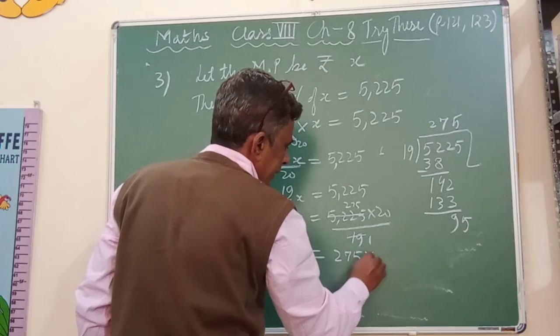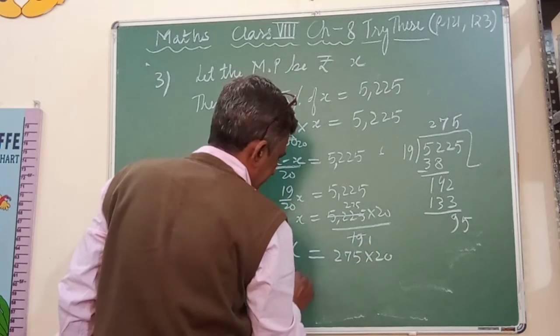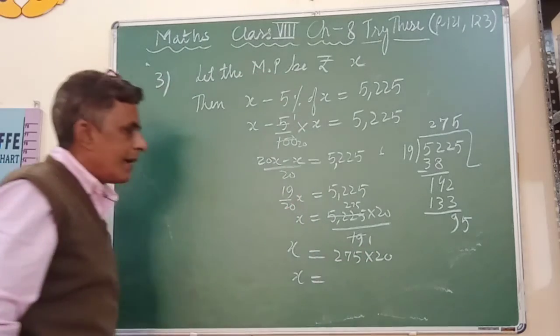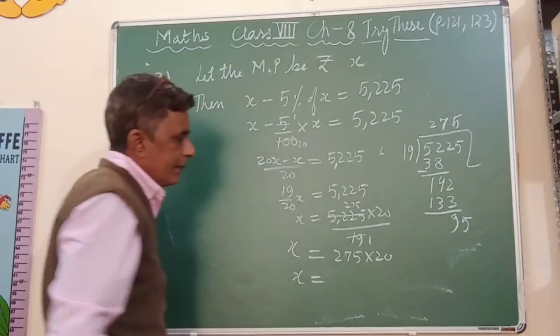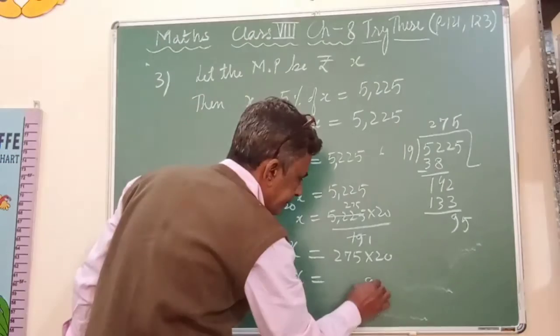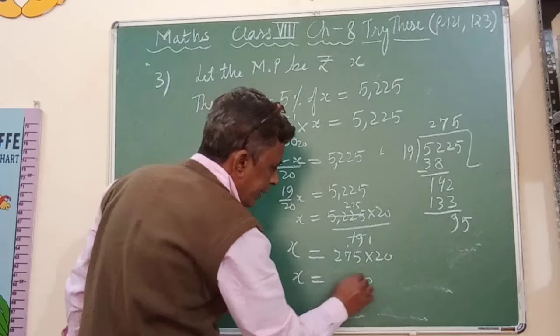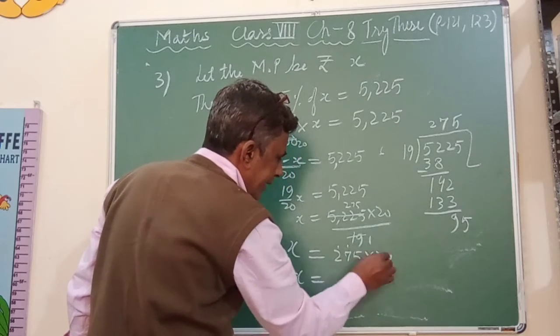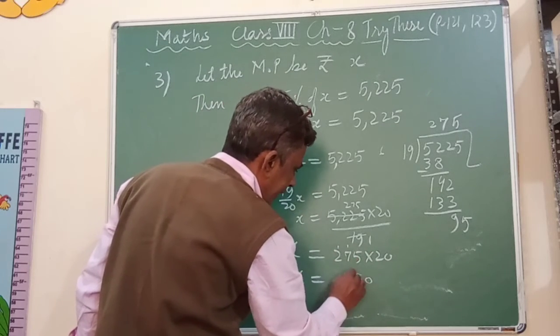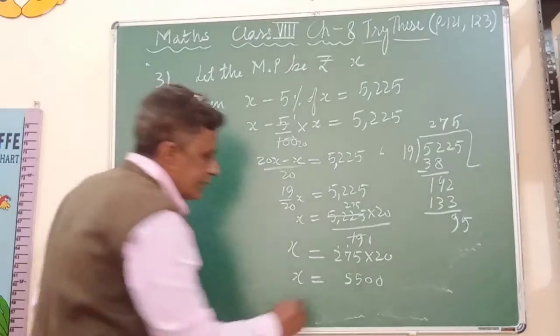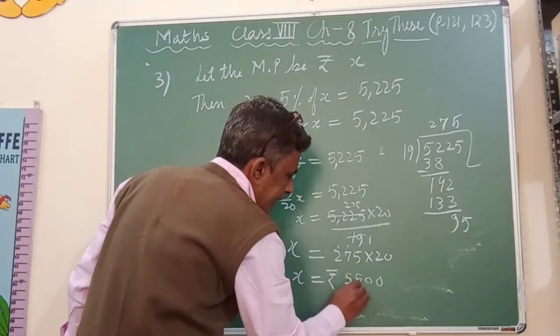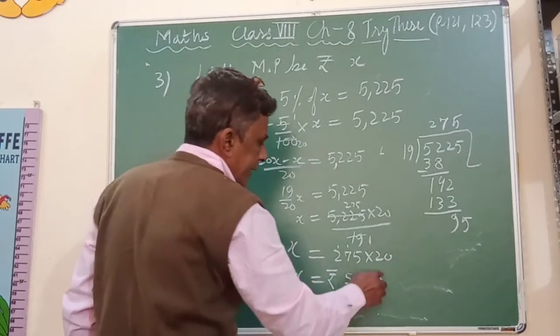275 into 20. X is equal to, multiplying a number with 2 is quite easy. First we will multiply by 2. 5 twos are 10, 1 is carried. 7 twos are 14 and 1 is 15, 1 is carried. 2 twos are 4 and 1 is 5, and we will place a 0 over here. So our answer is rupees 5,500.